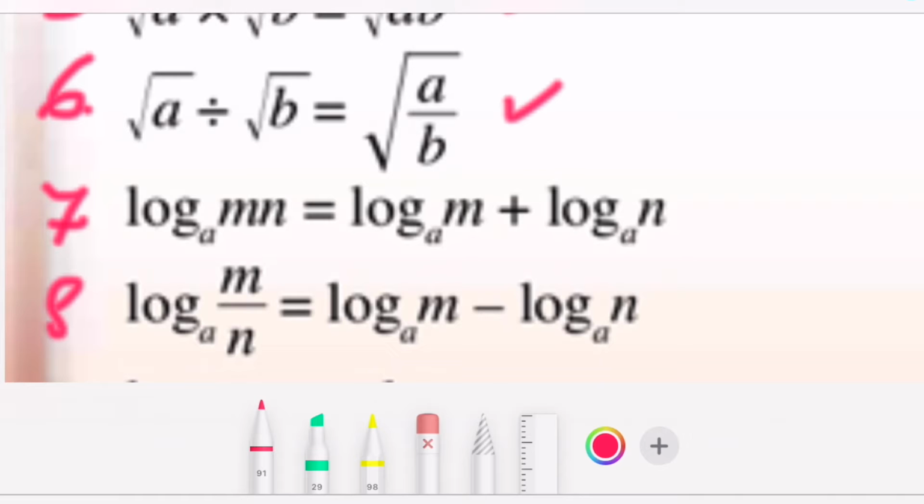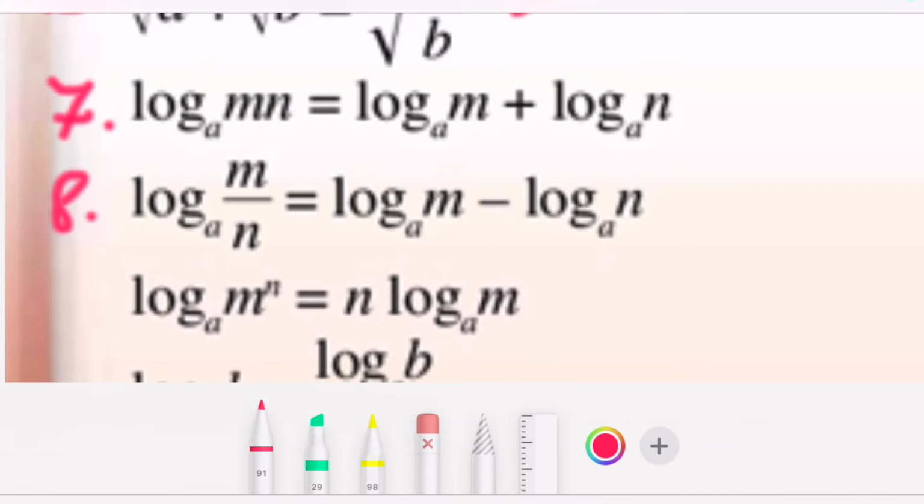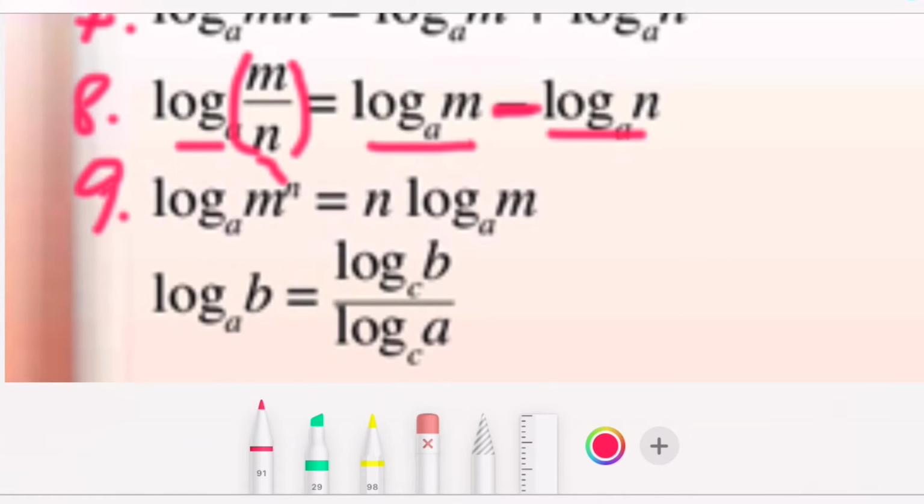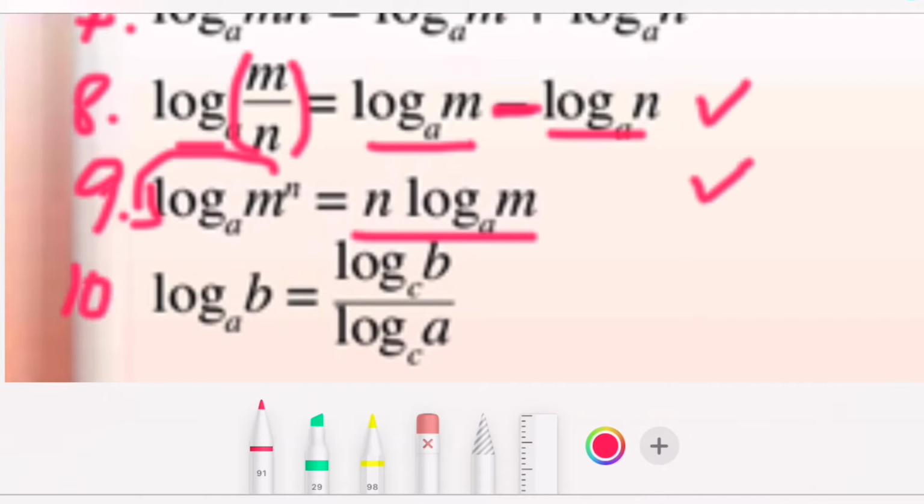Formula number 8 is when divide with one base here, you have to split into 2 terms and minus. Log base a m over n, so you have to write log base a m minus log base a n. Number 9, when there is a power, the power can be brought to the front. This is called power law. This is called quotient law. This is power law.